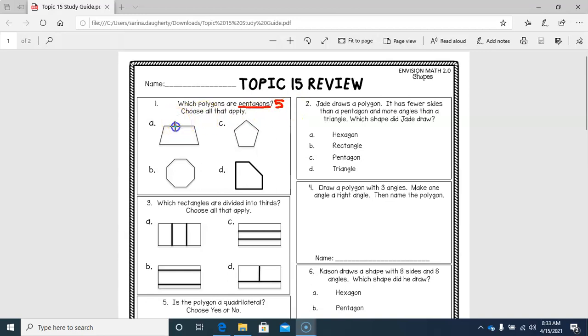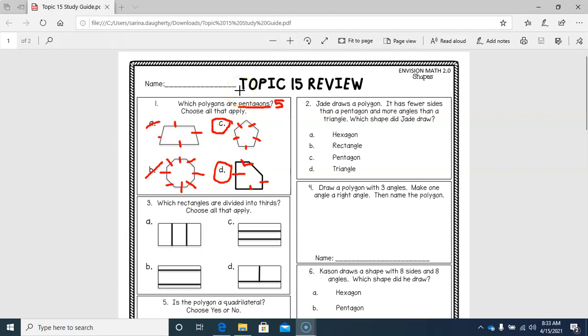So I'm going to count each one. 1, 2, 3, 4. That one is not 5 sides. 1, 2, 3, 4, 5. This one is 5 sides, so I'm going to circle it. And it says choose all that apply, so I know there could be more than one. So let's count this one. 1, 2, 3, 4, 5, 6, 7, 8. This is not 5 sides. And 1, 2, 3, 4, and 5. This one is 5 sides. So our answers are C and D on number 1.